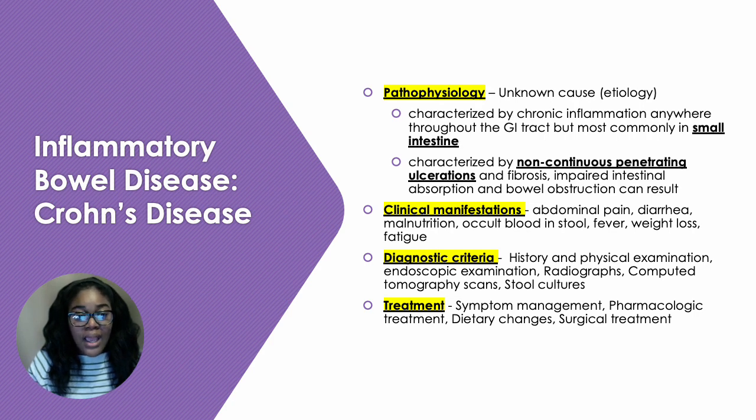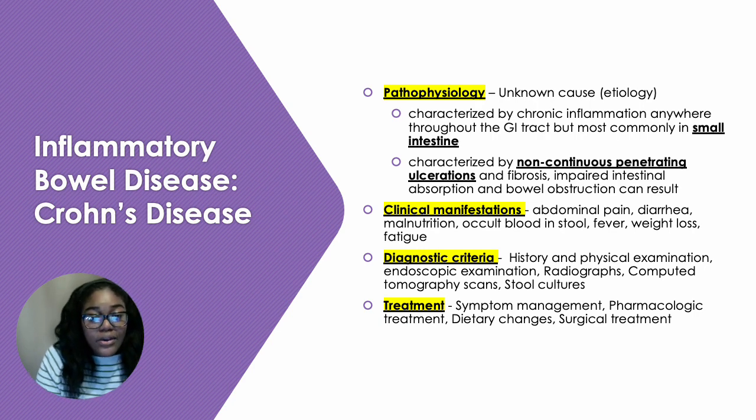small intestine. It is characterized by non-continuous penetrating ulcerations, so you don't see ulcerations all throughout. They are scattered throughout the small intestines, and you will see impaired intestinal absorption as a result. The area that Crohn's disease affects is the area of absorption, which is in the small intestines, and you can also see some bowel obstruction as a result of Crohn's disease.